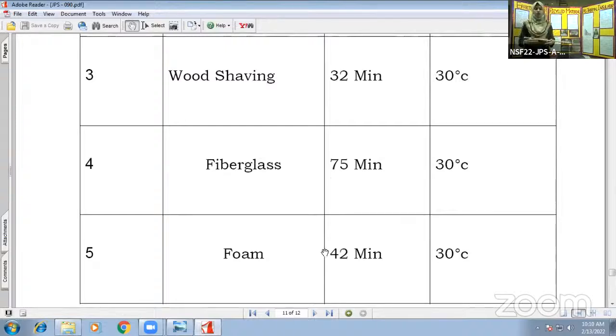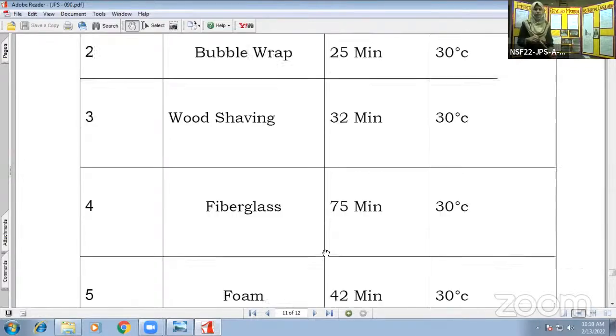One last question I want to ask you: where can we use thermal insulators in our daily life? Thermal insulation is used in manufacturing to prevent heat loss or heat gain. It is also easily available so that people can also afford it. Thank you.